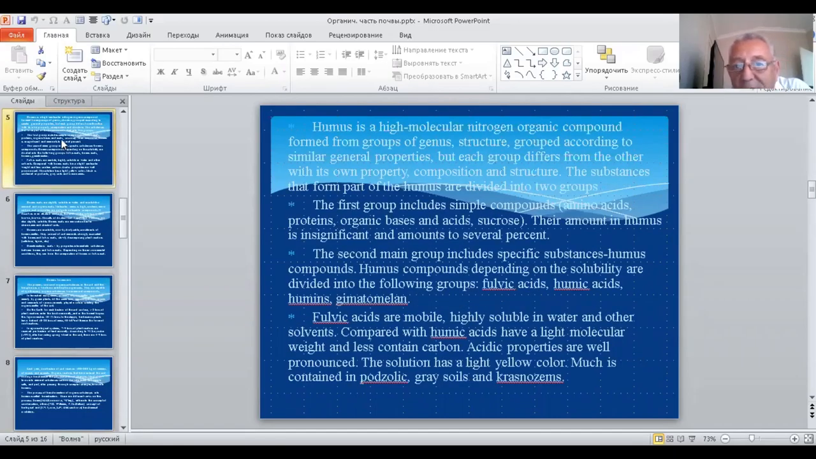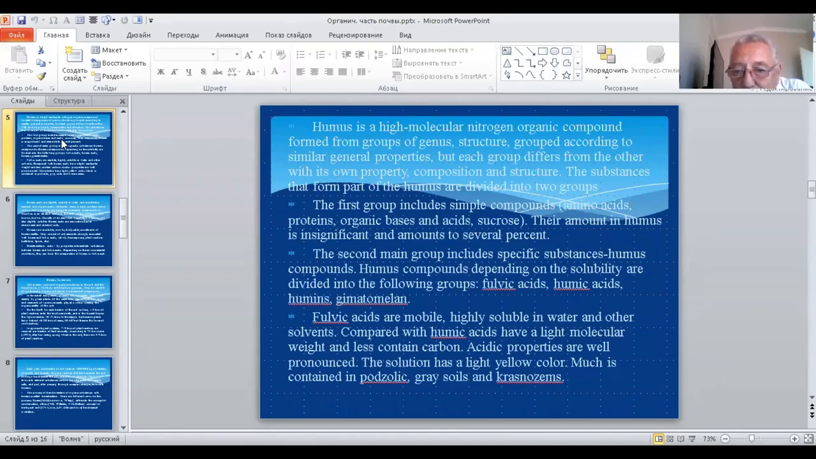Humus is a high-molecular nitrogen-containing organic compound formed from groups of similar structure with similar general properties, but each group differs from the others in its own properties, composition, and structure. The substances that form part of the humus are divided into two groups. The first group includes simple compounds: carbohydrates, amino acids, proteins, organic bases, and acids. Their amount in humus is insignificant and amounts to several percent.